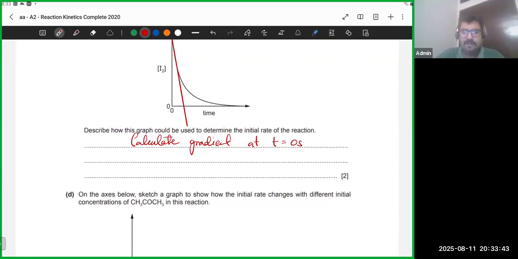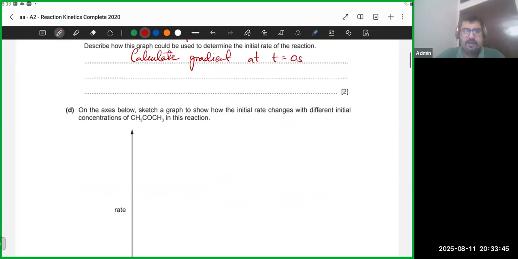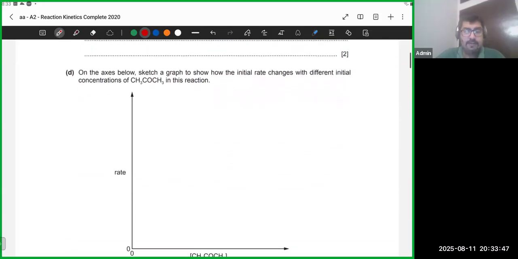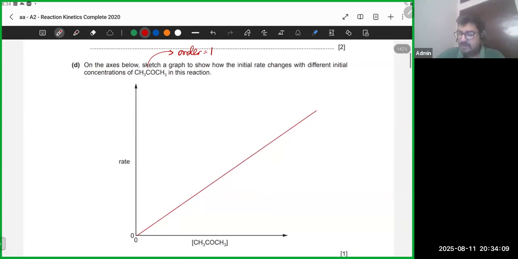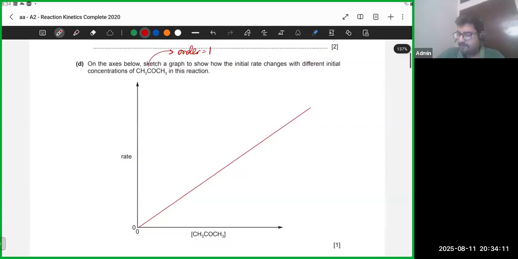That's the other mark. Next one, on the axis, sketch a graph to show how the initial rate changes with different initial concentrations of this reactant. This was order 1, which we did above as well. Order 1 is directly proportional. So the rate of the reaction will be a straight line, it's just going to increase. As you keep increasing the concentration, the rate of the reaction will continue to increase.